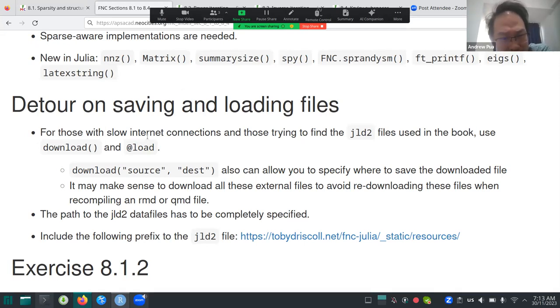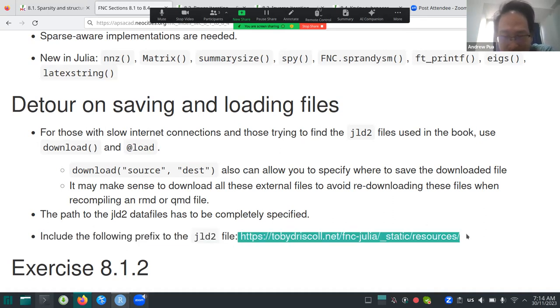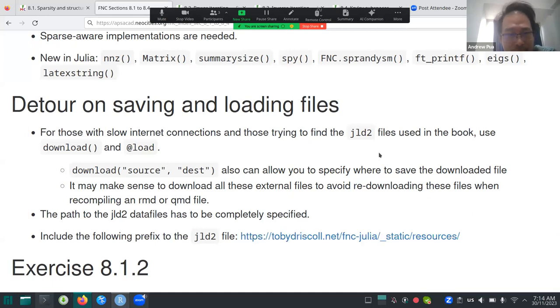And then in case there's a command in the book that has a JLD2 file, but you don't know where it comes from, chances are you might have to attach this prefix to the file so that you could load it. So in case this happens to you.